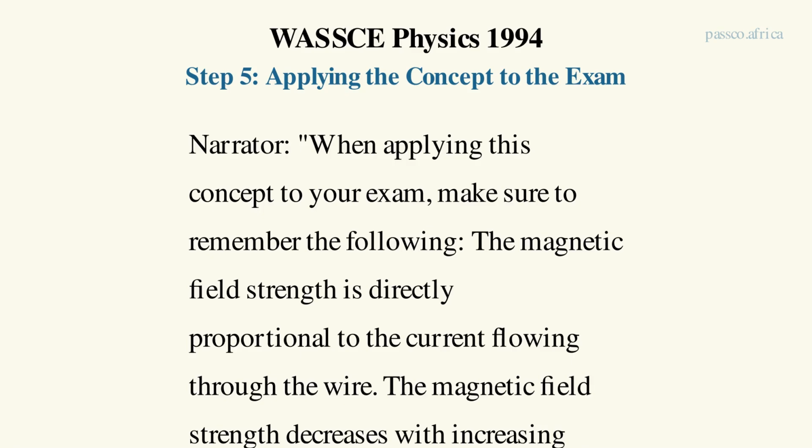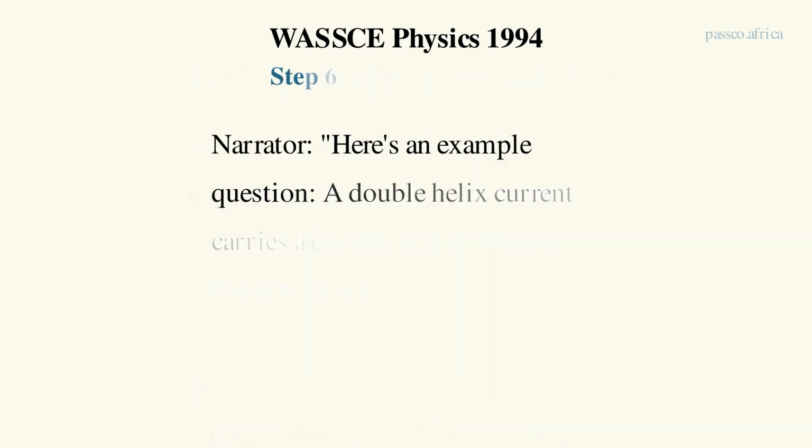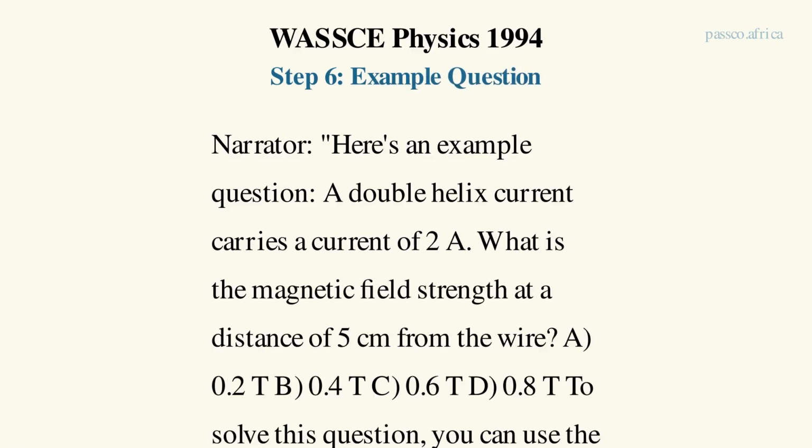Step 6. Example question. Narrator. Here's an example question. A double helix current carries a current of 2 A. What is the magnetic field strength at a distance of 5 cm from the wire? A. 0.20 T, B. 0.40 T, C. 0.60 T, D. 0.80 T.